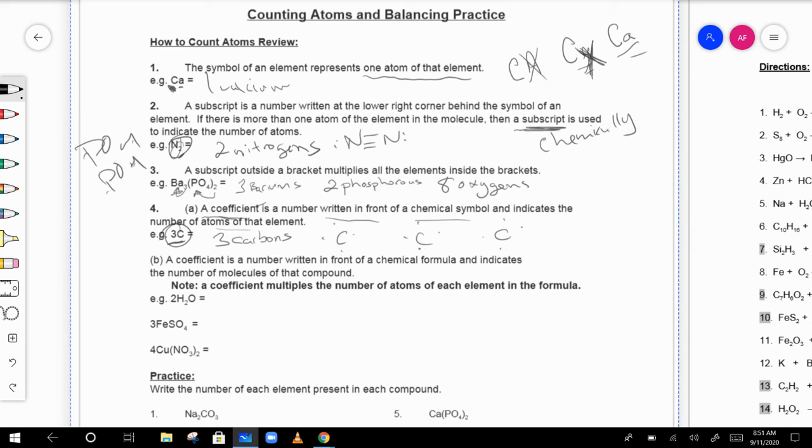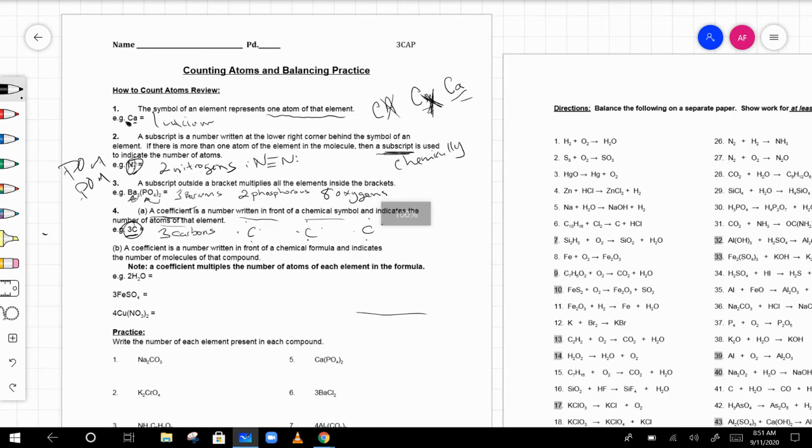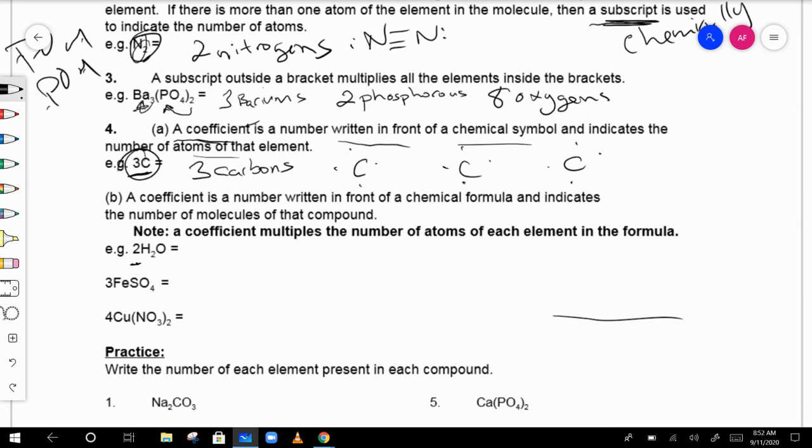Now, a coefficient multiplies the number of atoms in each element in a formula. So here, with this 2 in front of the H2O, that means we have 2 H2O molecules. We have 1 H2O, 2 H2O. So it multiplies: 2 times 2 is 4, so 4 hydrogens and 2 oxygens.